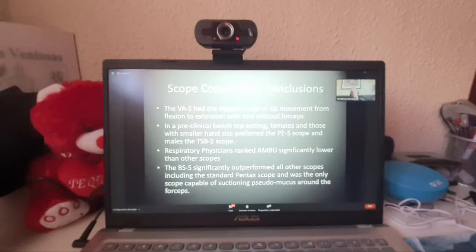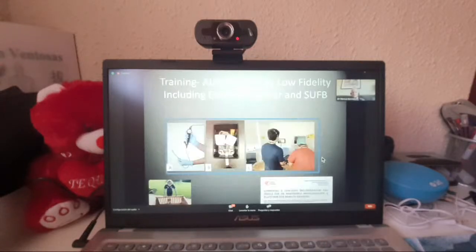So, just in conclusion, the Vathin scope has the biggest range of tip movement from flexion to extension, with and without forceps. Females preferred Pentax, males preferred the surgeon company, just when you put it in their hands, without suction, without the screen. Respiratory physicians ranked Ambu significantly lower, as did anaesthetists, but Boston outperformed all the others, including the standard Pentax scope, as regards suction.